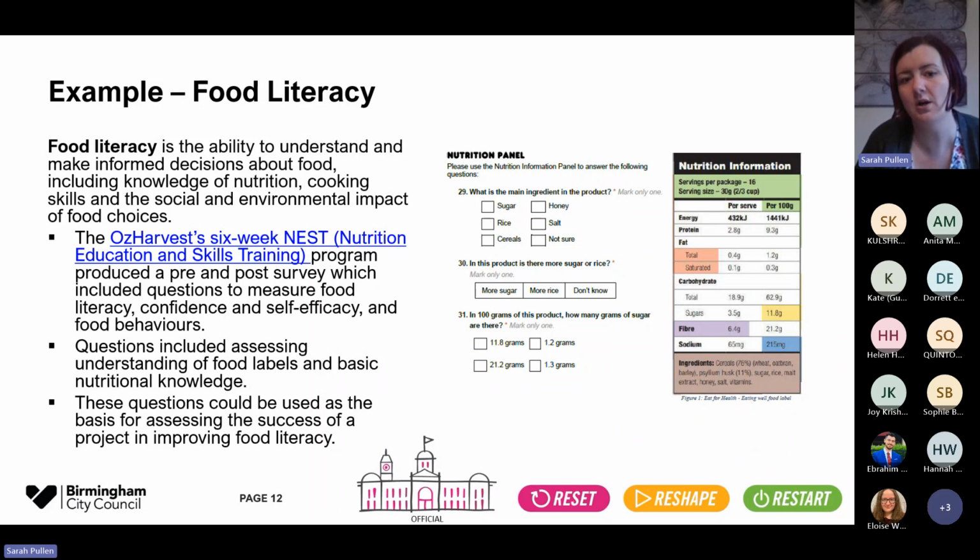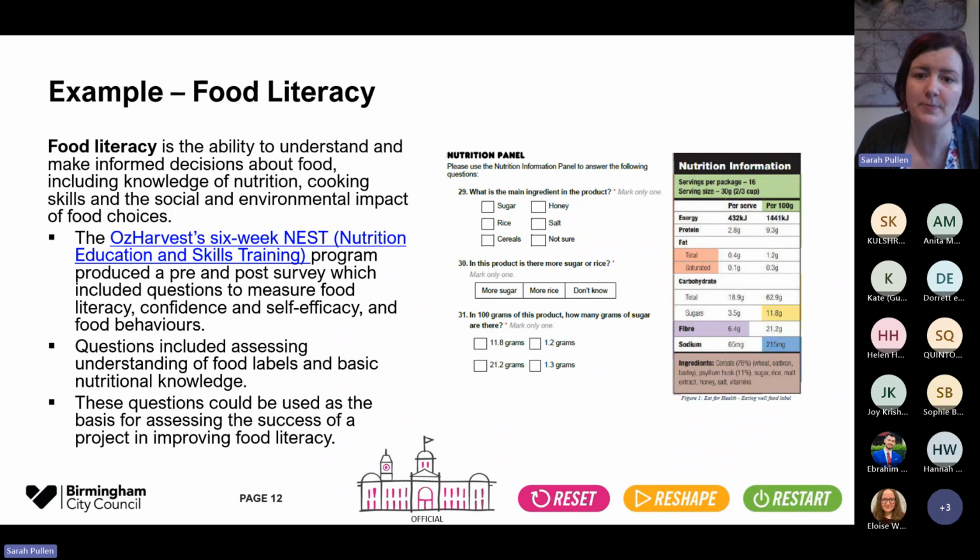So the questions include assessing and understanding food labels and basic nutrition knowledge. And these questions can be a good basis for assessing the success of a project if its aim was to improve food literacy. So the example on the page here is a nutrition panel. The first question is asking what is the main ingredient of the product, and then they can look to the bottom of the label to see if they can interpret which of these is there in the biggest quantity. So the first ingredient is the one that there's the most of, so it will be cereals. But that's the sort of thing that you could be exploring within a food literacy project, and by the end you'd hope that they'd be able to interpret that within the label.